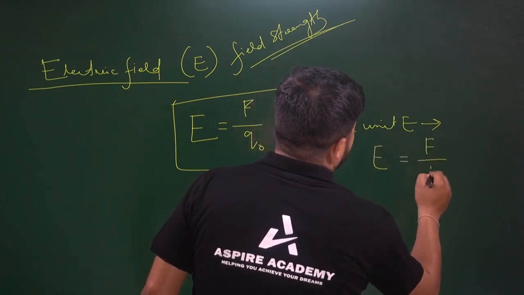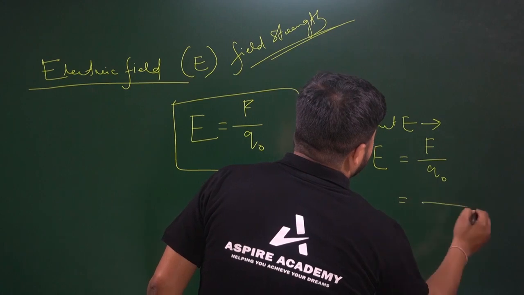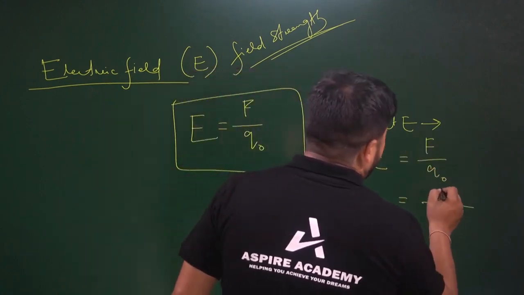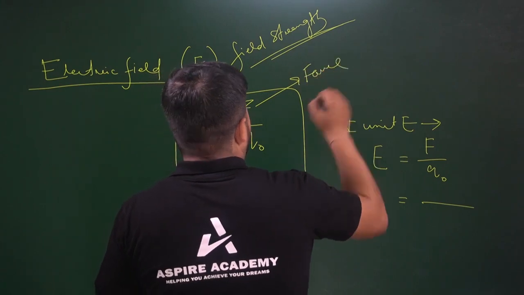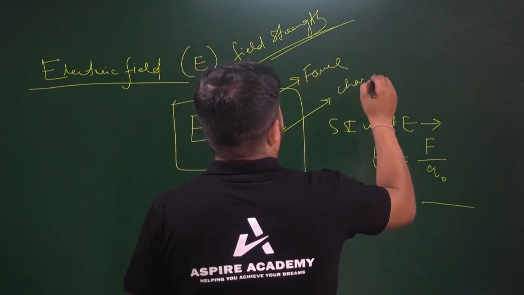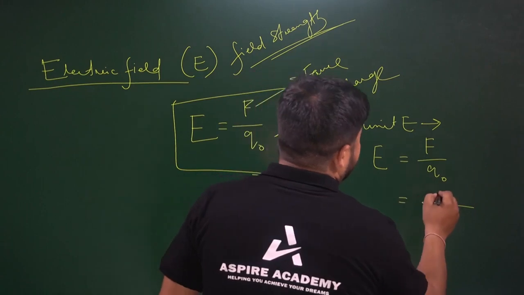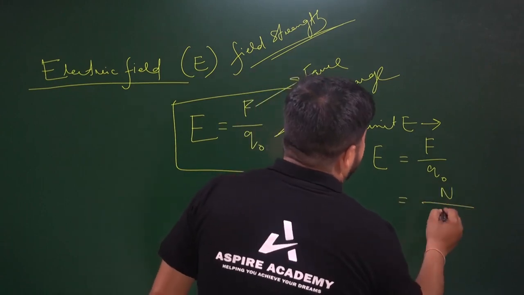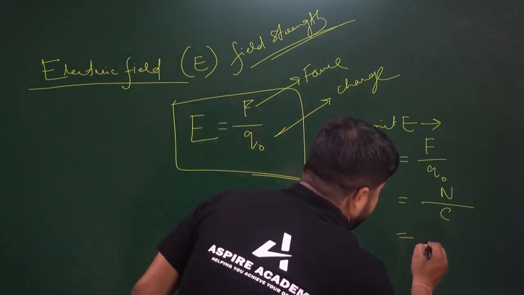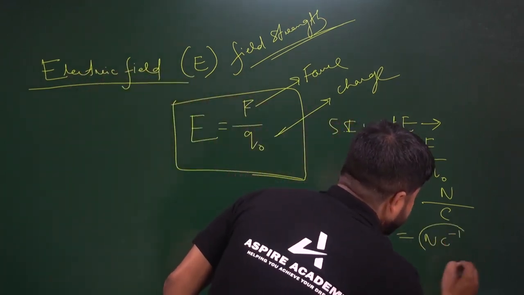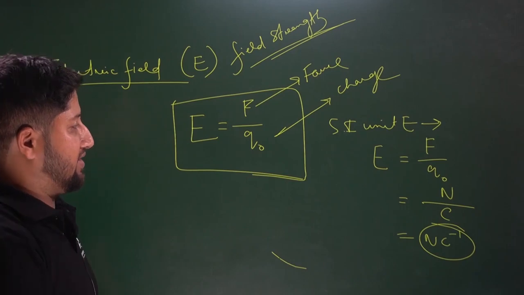E is equal to F by Q naught. So what is the unit of F? F means force. Q means charge. The SI unit of force is Newton, and the unit of charge Q is called Coulomb. So Newton per Coulomb is the SI unit of electric field.